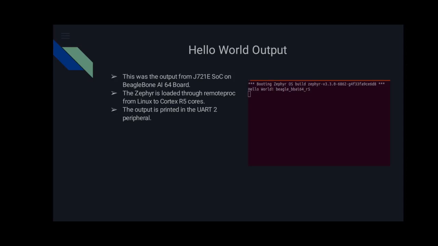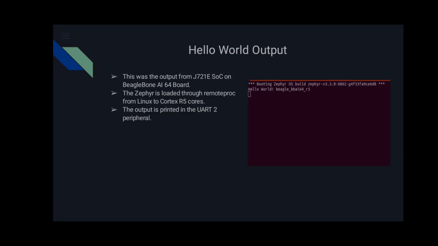In this slide I have shown the hello world output, which is from the Cortex R5 processor core in the J721E SoC. The output is from UART2. UART0 is used by Linux and UART2 is used by the J721E SoC.